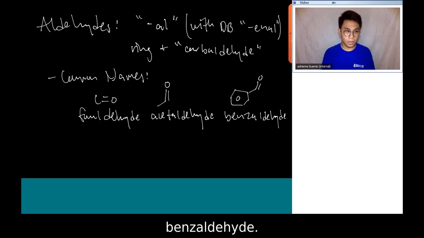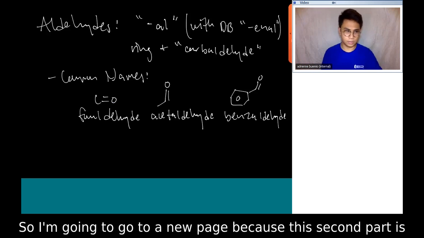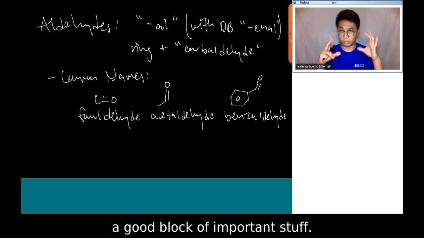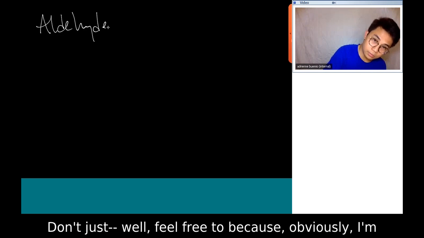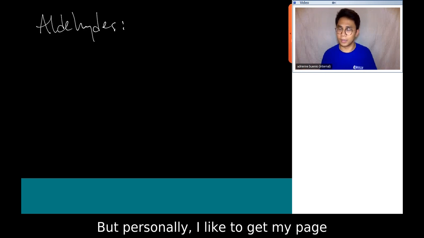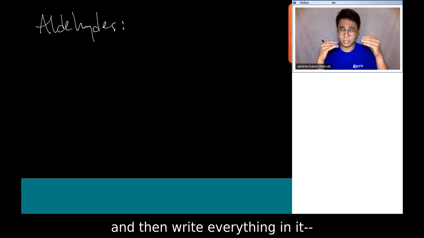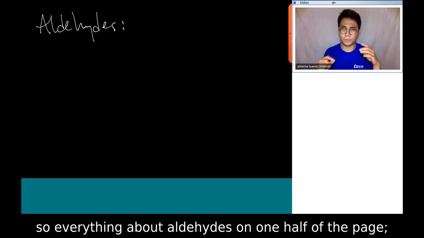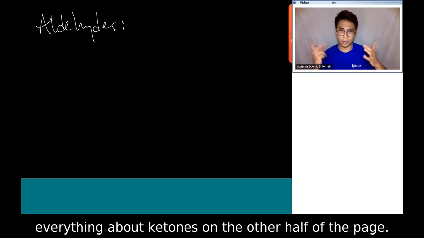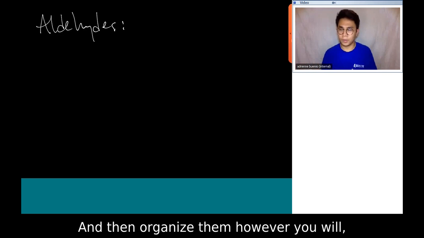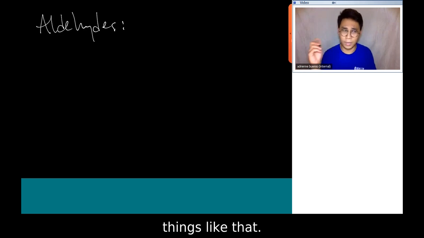Benzaldehyde, right? So I'm going to go to a new page because this second part is a good block of important stuff. And again, compare notes. Feel free to copy, because obviously I'm giving it to you, but personally I like to keep mine on one page and write everything in it. Everything about aldehydes on one half of the page, everything about ketones on the other half, right? And then organize them however you will. Take additional notes, use colorful pens, things like that.